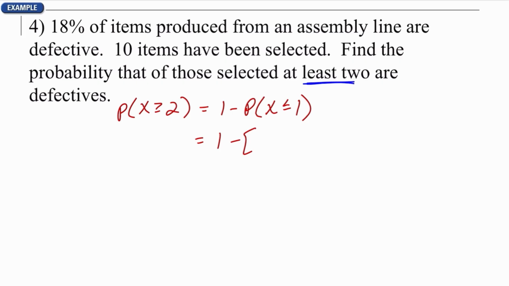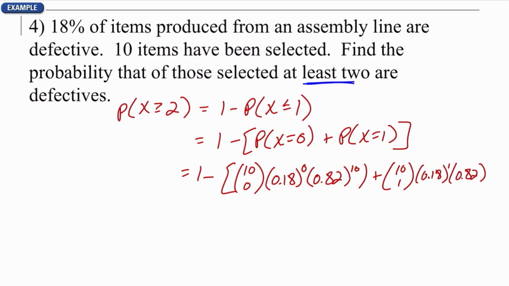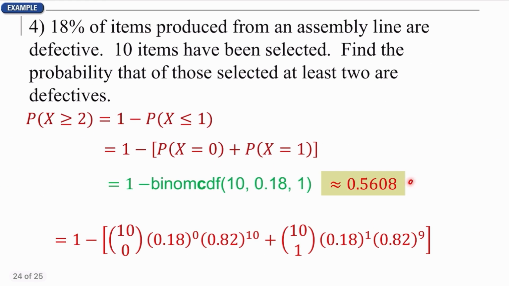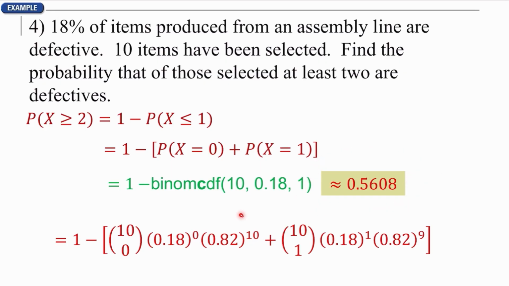So 1 minus the probability that 0 of them are defective plus the probability that 1 is defective. So then it would be 1 minus, and then you can do 10C0, 0.18 to the power of 0, 0.82 to the power of 10, plus 10C1, 0.18 to the power of 1, 0.82 to the power of 9. And when you calculate that, you're going to get about 0.5608 or 56.08%. And you can see this is where you can use the binom CDF command, but also with the complement. Again, if the calculator command confuses you, just do it individually. The end.